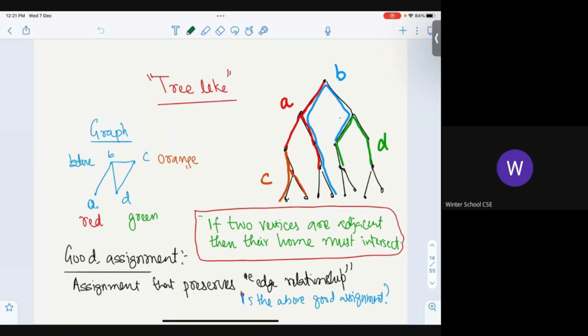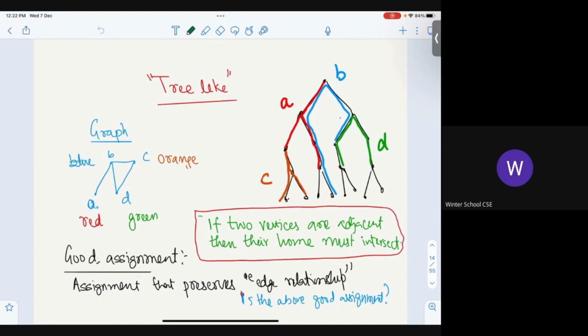Oh, you mean this C and D? C is this. Yeah, that's fine. But look at C and D. There's an edge between C and D. I'm only talking about if they intersect. If they are adjacent, they must intersect. I'm not saying anything about if they are not adjacent. I'm not saying if they are not adjacent, they must not intersect.